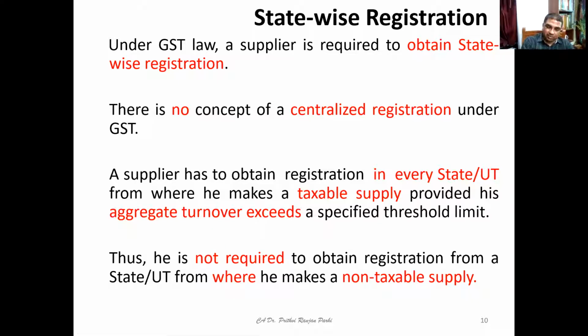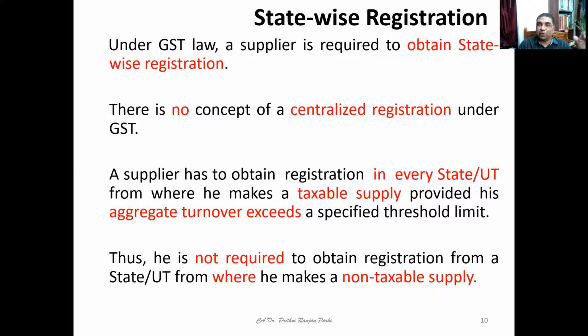A supplier has to obtain registration in every state from where he makes taxable supply. That one. Okay, let me repeat the entire concept once again. I'll be elaborating this in the next slide also. Point number one, you have to understand that state-wise registration is required. There is nothing called a central registration. So a person has to obtain registration in every state or in every union territory from where he makes taxable supply.